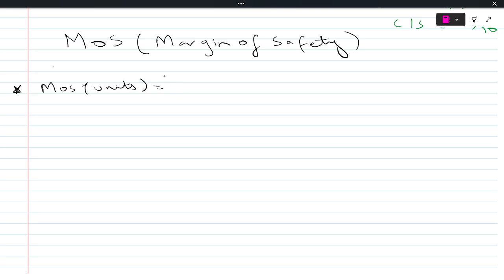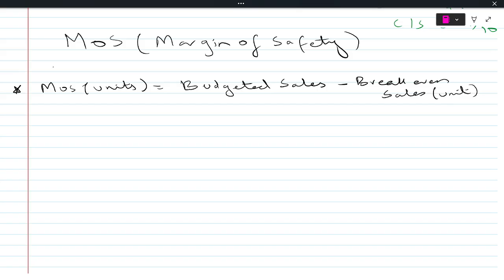Just give me a second, let me just write down the formula first, that the margin of safety is equal to the budgeted sales, right? Whatever sales you have budgeted, that your company has budgeted, and you subtract it by the break-even sales. Remember the break-even sales? The first thing that we discussed? So whatever is the sales that you need to do in terms of units to achieve your break even, you subtract it with your budgeted sales to see what is the margin of safety in terms of units.